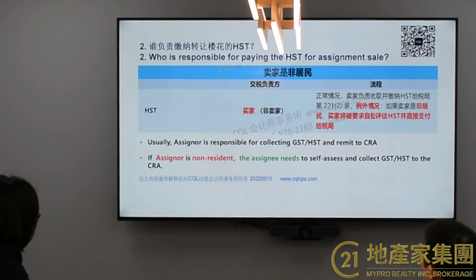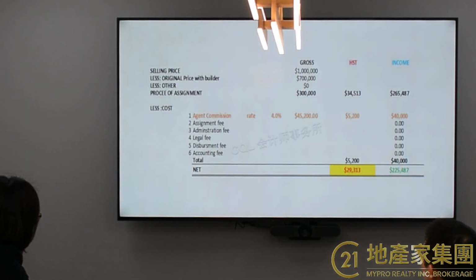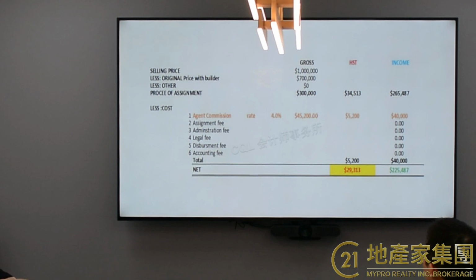So we have a detailed calculation here. We can show everybody. The selling price of the assignment is 1 million. The original price with the builder is 700K. The price difference is the proceeds of this assignment. The gain of this assignment is 300K.